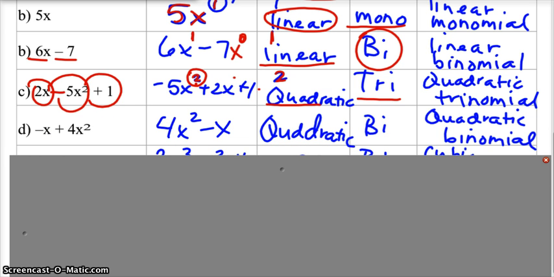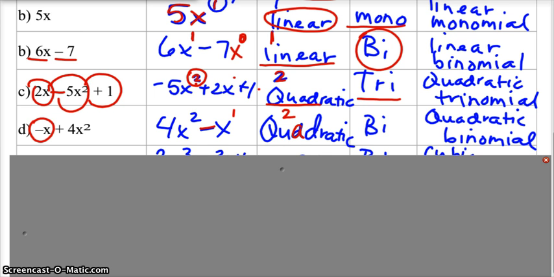Letter D, two distinct parts. The one with the highest exponent comes first. The one with the next highest exponent goes next. Keep in mind, though, that it is a minus x, which is why it's a minus x to the first. It has a degree of 2, which we refer to as quadratic. It's a quadratic binomial.